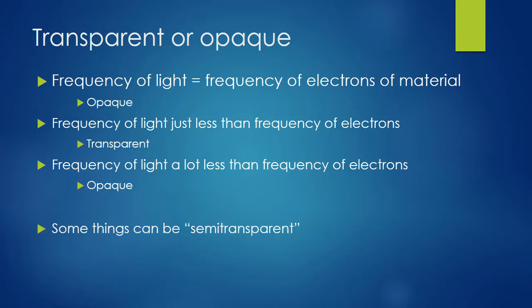And then there are some things that are semi-transparent, which just means some of it will get through. Remember I said plastic is sort of transparent. We would say it's semi-transparent. Some of the light gets through, but not all of it.